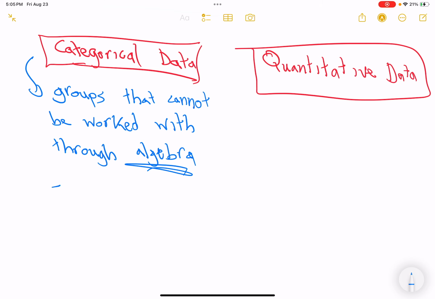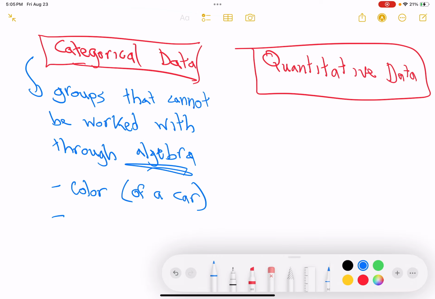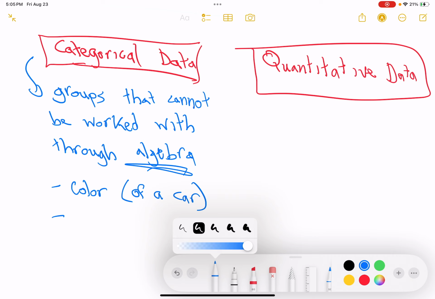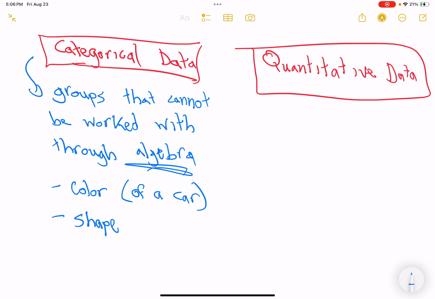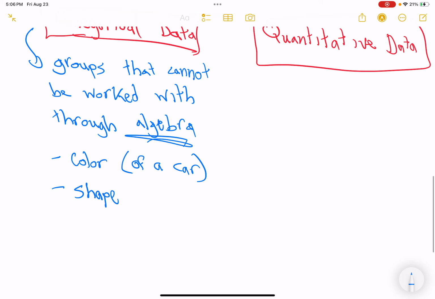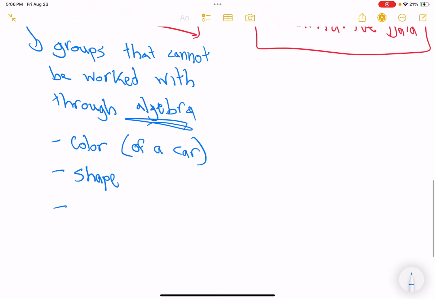Well, let's start with some of the obvious ones, right? Color, for example, of a car. That would be considered categorical data, right? Another commonly used categorical data point might be shape. Shape of something. Anything, again, that's non-numerical for the most part. However, there are some that are numerical, but because we can't use algebra to do anything sensible with them, they're considered categorical. So a good example of that is zip code, right? 22101, etc. Zip code.